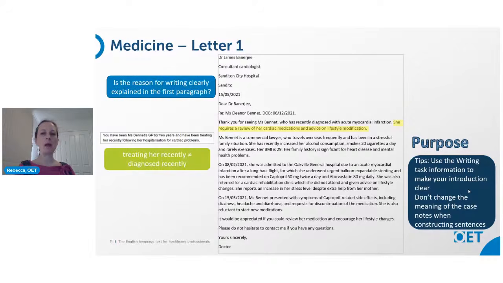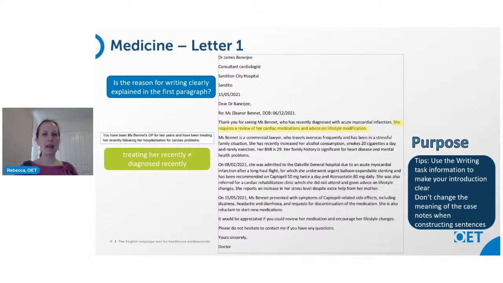And that's the tip that I have here for purpose, one of the assessment criteria that the assessors use to check your language. Use what is written in the writing task to help you make your introduction paragraph very clear. But be careful not to change the meaning of the case notes when you are constructing your sentences. So including that recent diagnosis, you're changing the meaning, and that would cause confusion for the reader.